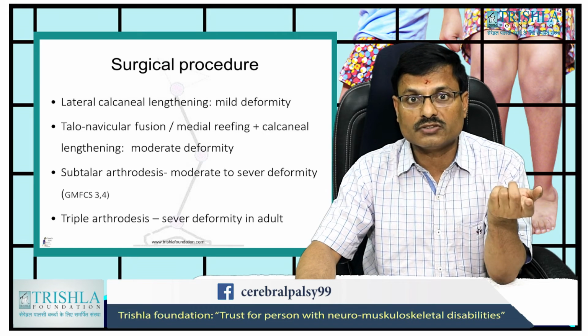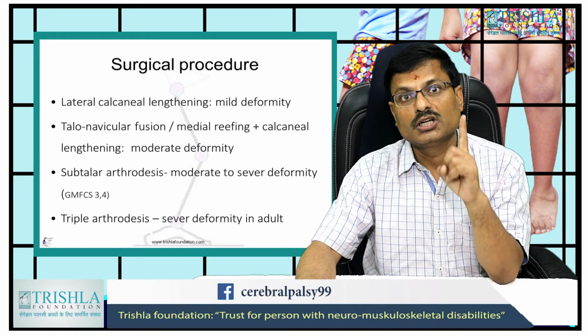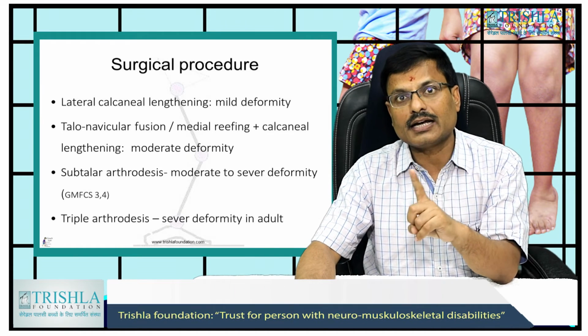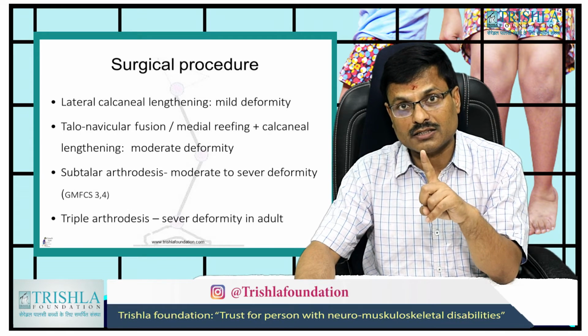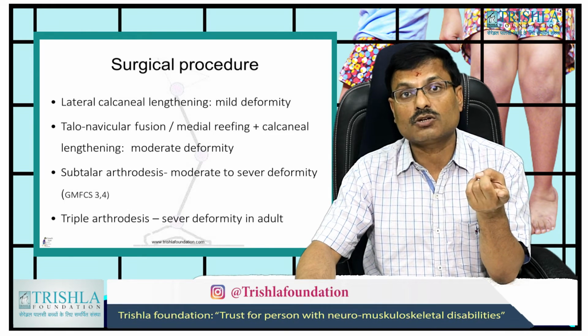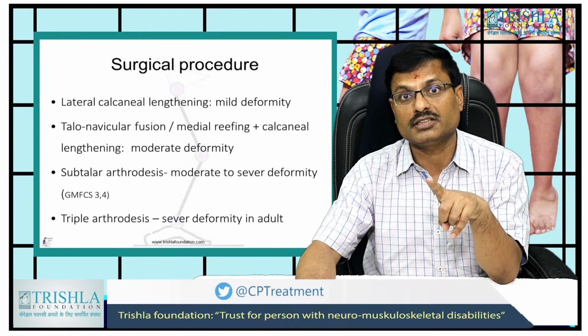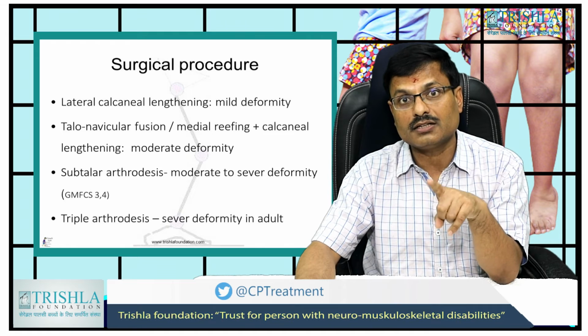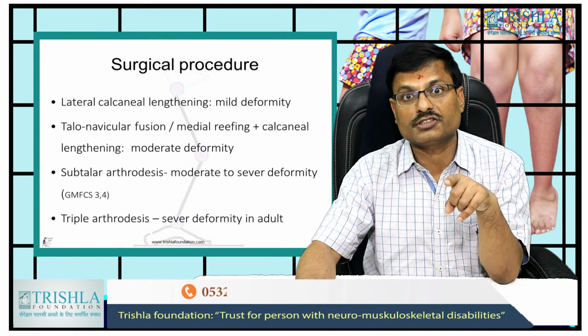If the deformity is more than this, moderate to severe, we may have to fuse between the talus and calcaneum. If the patient is an adult and has crossed maturity, then he may require fusion of all the posterior joints, including the subtalar, talonavicular, and calcaneocuboid, known as a triple arthrodesis.